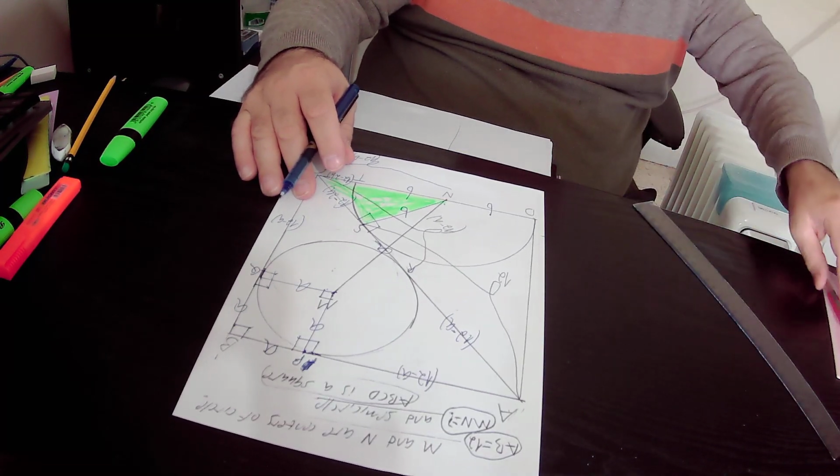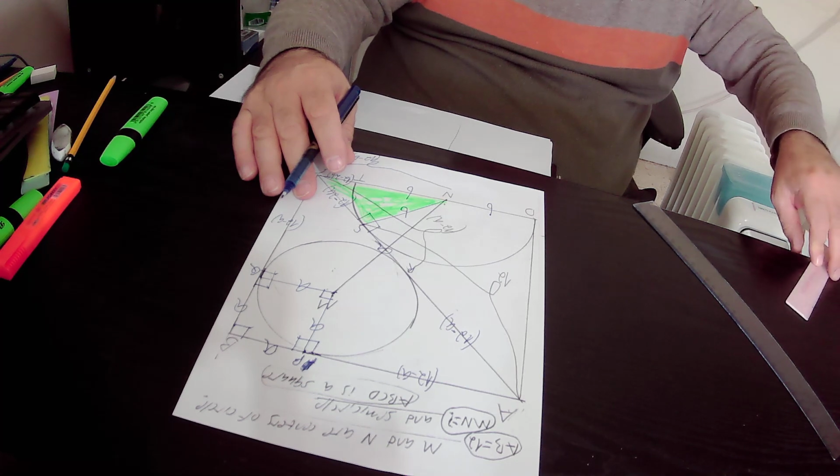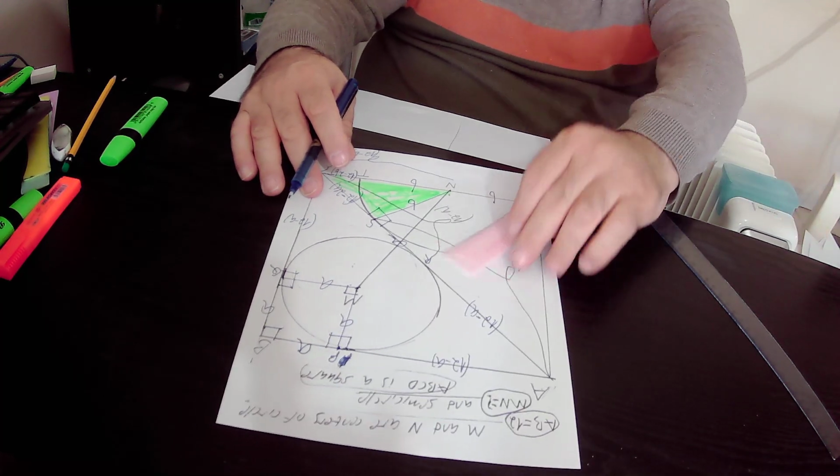In the next step, we will join points M and R together by a straight line.